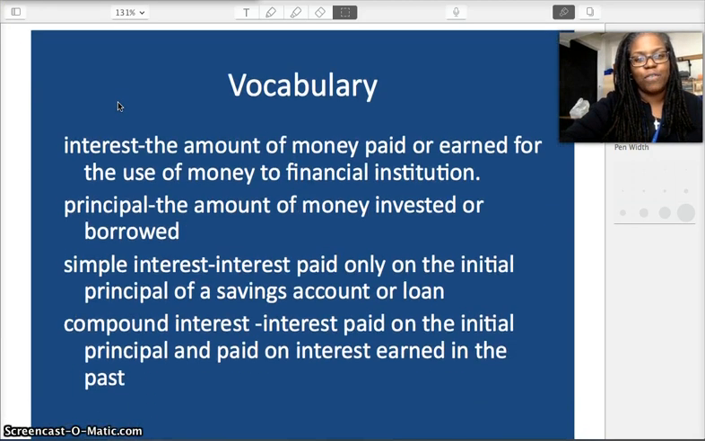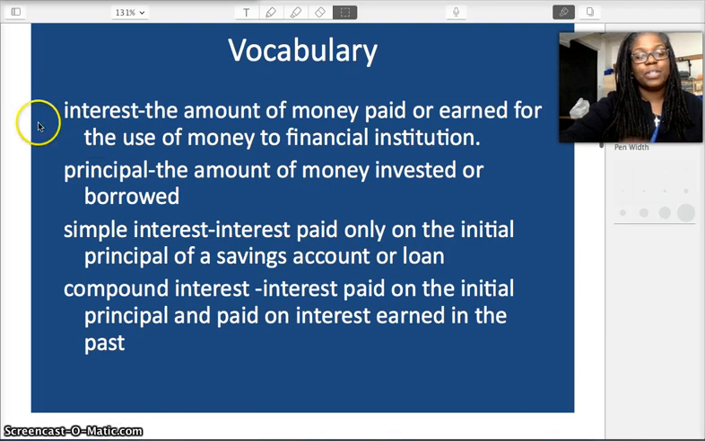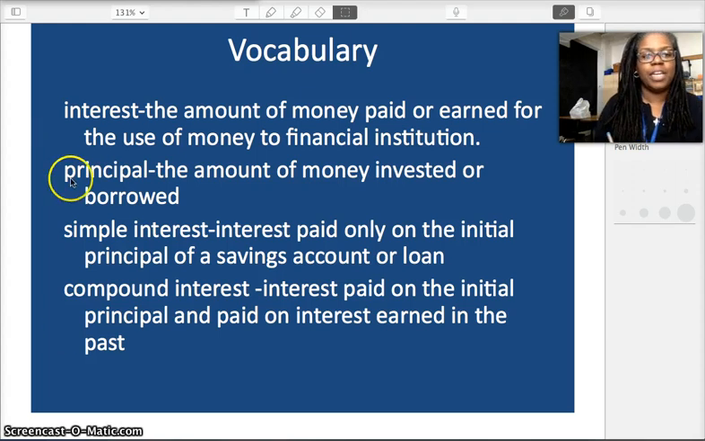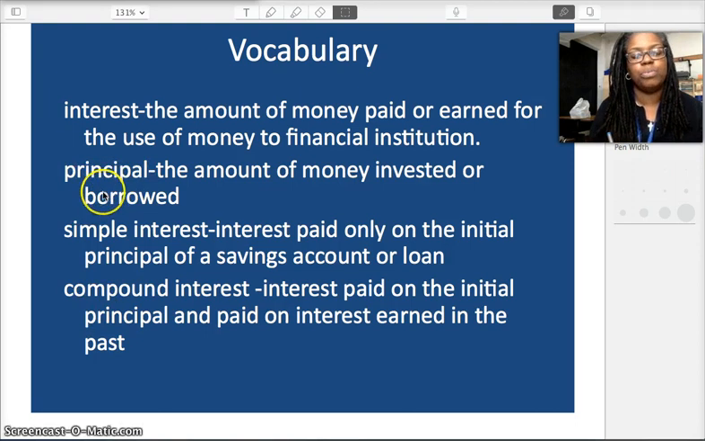So let's take a look at our vocabulary for today. The first one is interest, which we just talked about. It's the amount of money paid or earned for the use of money to a financial institution. The next one is the principal. So when you put money in the bank, that is the initial amount. It's the principal amount. It's the money that you put in that's being invested. You will oftentimes gain interest on the principal amount. So it's the amount of money invested or borrowed.